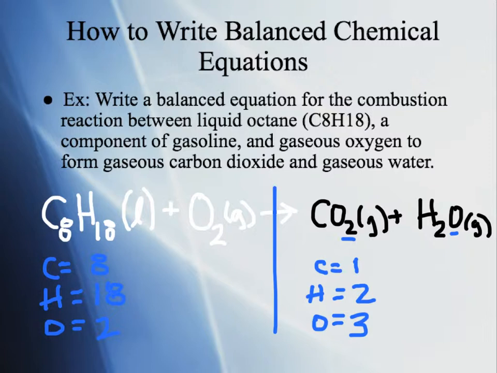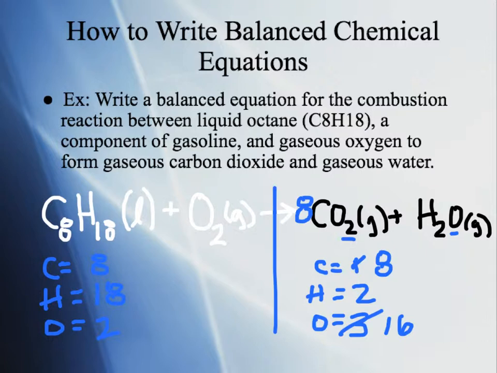Let's start with carbon. Carbon is 8 on the left and 1 on the right. So what if we put an 8 out front here? Now we have to redo our math. We have 8 carbons on the right, and 8 times 2, which is 16 oxygens on the right. Okay, so carbons are now balanced.